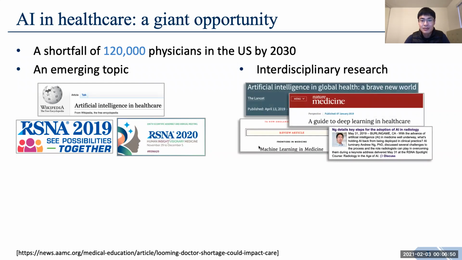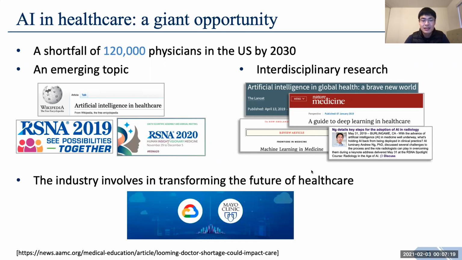As an interdisciplinary research area, both medicine and engineering researchers are interested in this topic. The top medicine journals published articles to discuss how AI can be used to solve healthcare problems, like the New England Journal of Medicine, the Lancet, and Nature Medicine. Meanwhile, engineering researchers are also interested in how to adapt AI to radiology and healthcare problems. Besides academia, industry has also been involved in this direction. Google has collaborated with Mayo Clinic to provide healthcare delivery.